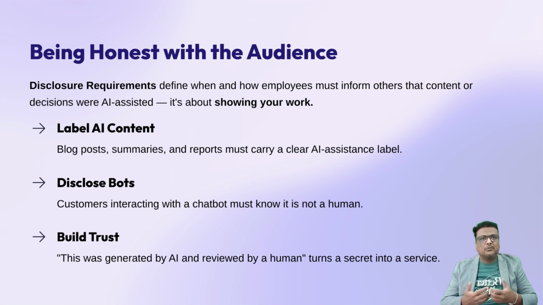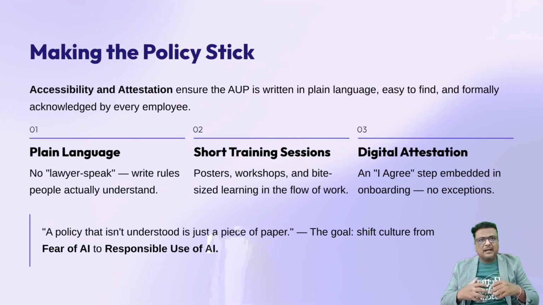But even with the best rules on paper, they won't work if they are written in lawyer speak that nobody reads. Which brings us to our final step, policy accessibility and training. The final part of drafting an AUP is ensuring accessibility and attestation. Meaning, the policy is written in plain language, is easy to find, and requires employees to formally acknowledge that they have read and understood it. In simple words, it's making sure the rules aren't hidden in a dusty drawer.